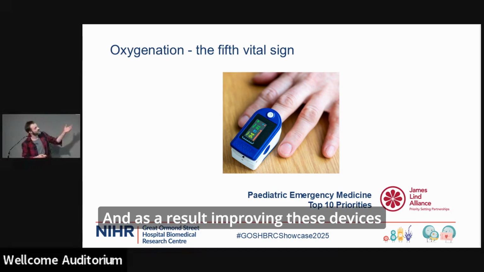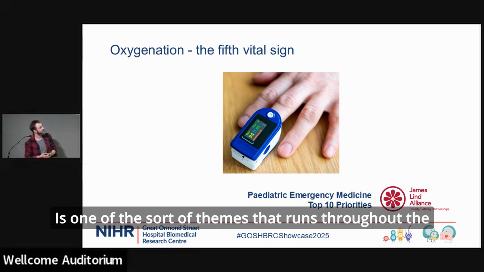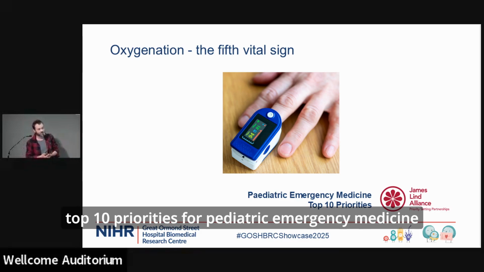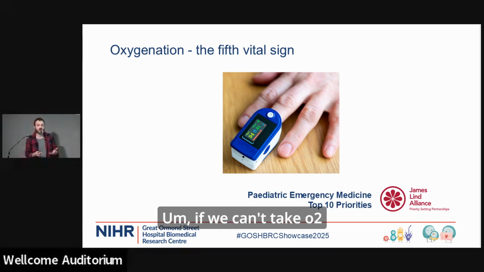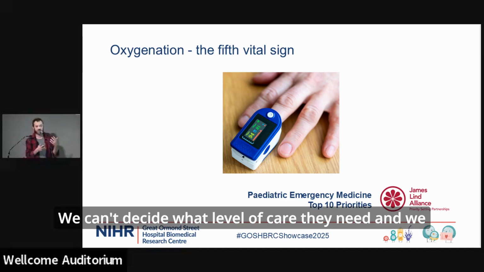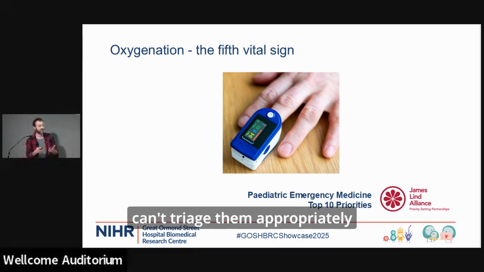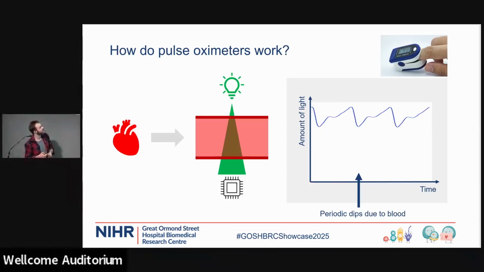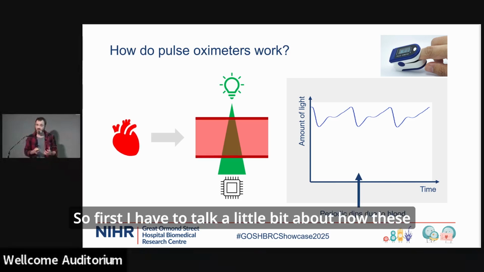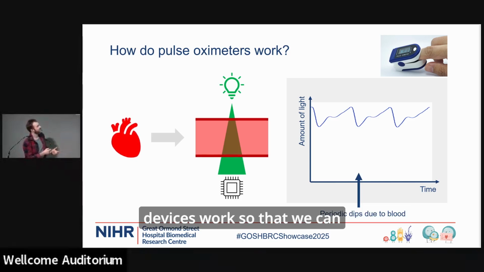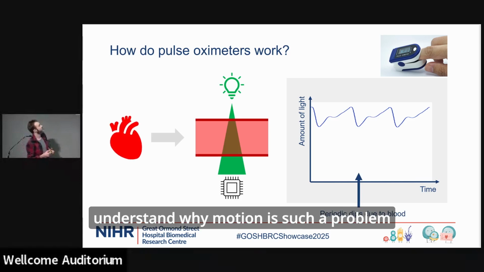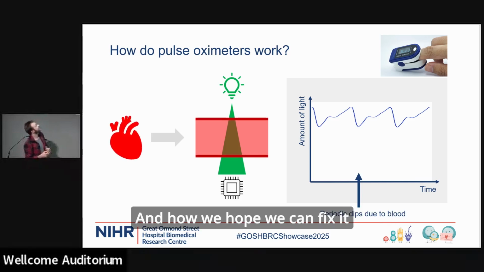And as a result, improving these devices is one of the themes that runs throughout the top 10 priorities for pediatric emergency medicine. If we can't take O2 saturation measurements of children, we can't decide what level of care they need, and we can't triage them appropriately. And that means that we tend to over-refer them, and that wastes NHS resources in the process on people who don't necessarily need it. So first I have to talk a little bit about how these devices work so that we can understand why motion is such a problem and how we hope we can fix it.